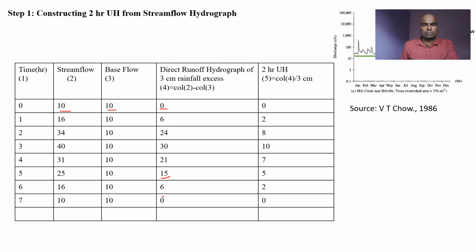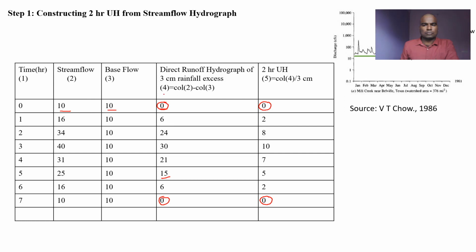Please note down, in the direct runoff hydrograph, the first ordinate and the last ordinate will be 0 only. It will continue for the unit hydrograph also. Even in the unit hydrograph, the first and last ordinates must be 0. If these ordinates are not 0, then you might have made some mistake. Please check that.